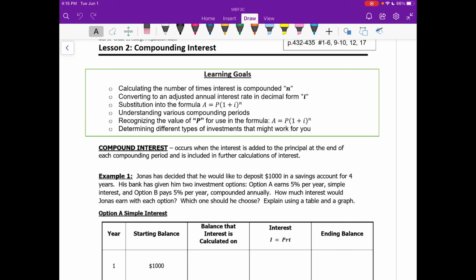Compounding interest is often the type of interest that they use when they give out loans, as well as credit cards use compounding interest. So we'll be talking about credit cards 2 lessons from now.